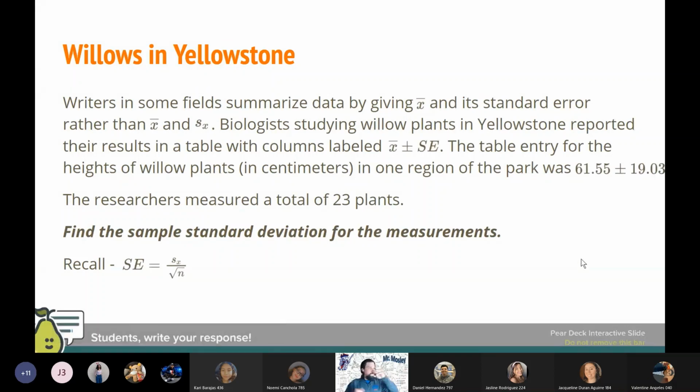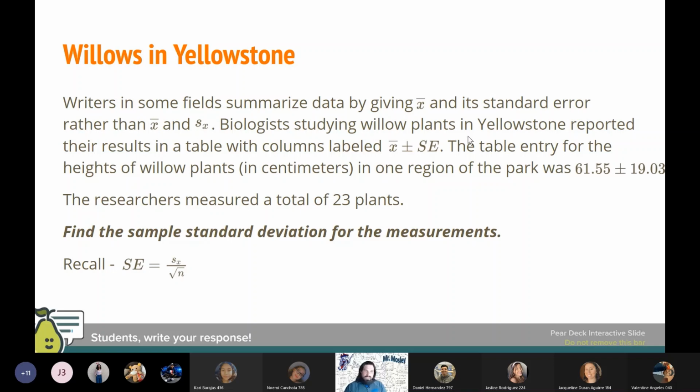All right, so we have this crazy context, and to be honest, sometimes the context for the problems in AP and that are in the book seem just crazy, or overly wordy. It's unfortunately just the way these word problems are sometimes. So we have writers in some fields summarize data by giving X bar and its standard error rather than X bar and the standard deviation.